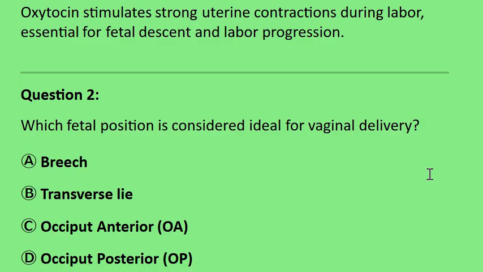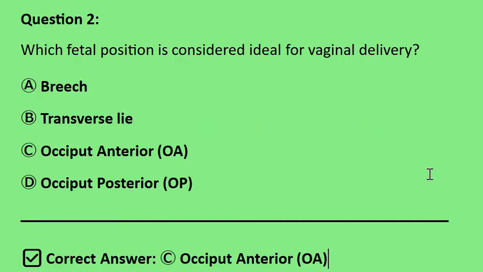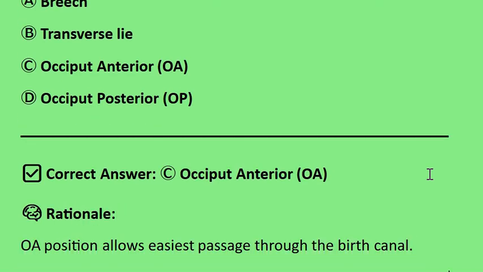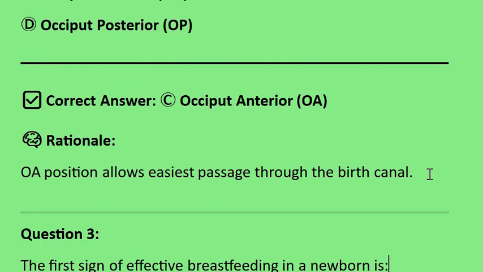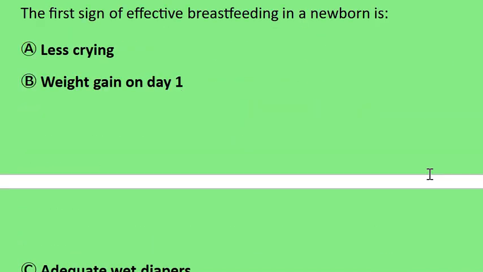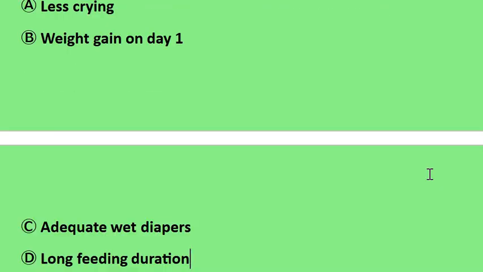So in this situation the correct answer is option C, occiput anterior. The rationale is occiput anterior position allows easiest passage through the birth canal. Question number 3. The first sign of effective breastfeeding in a newborn is. Read the 4 options, which are on your screen. If you need more time, you can pause the video.